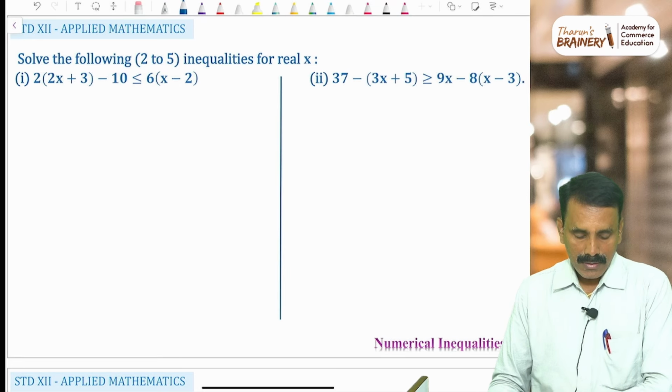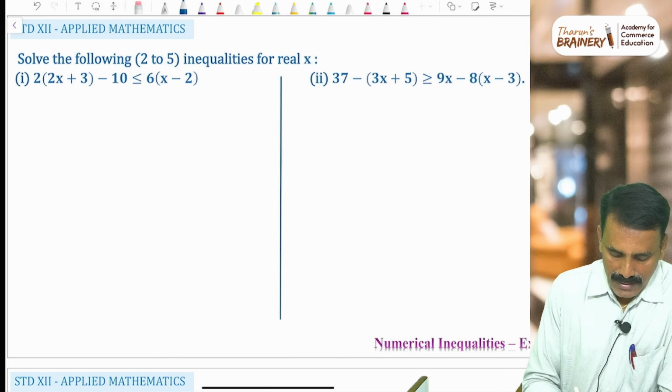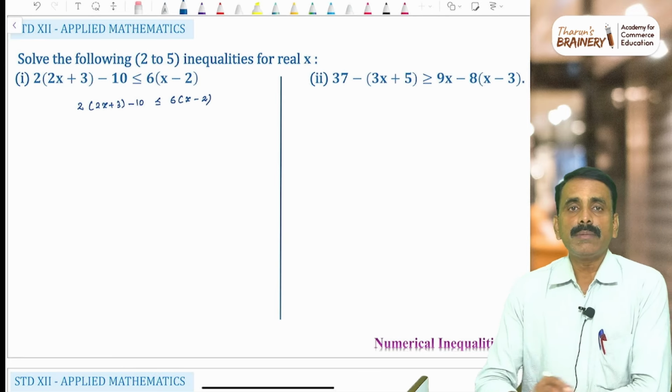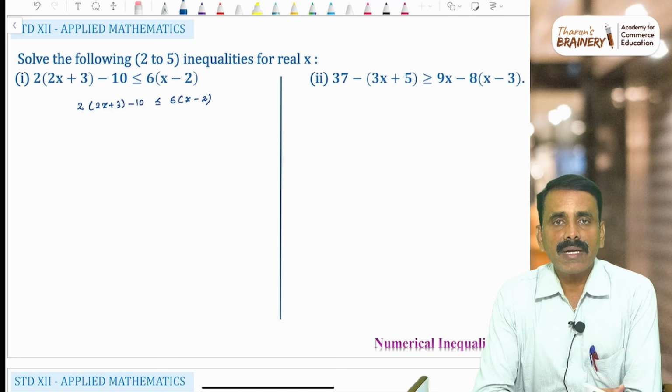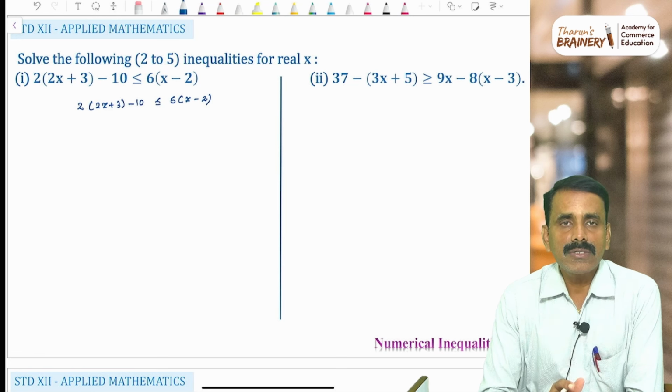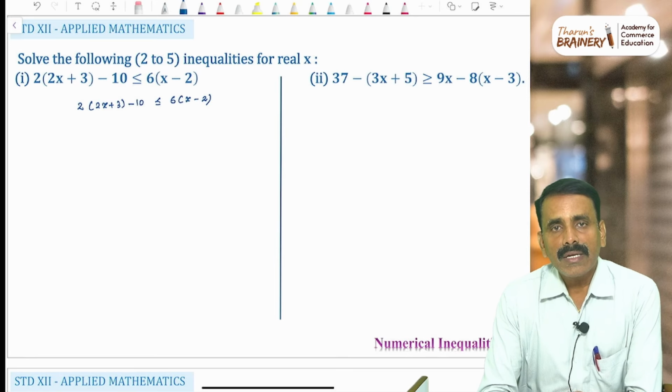Let us see this question. Here it is given 2 into 2x plus 3 minus 10 less than or equal to 6 into x minus 2. First of all, we must simplify the expression on the left hand side as well as on the right hand side. We must have only one term containing x and one term without x, the constant term. On the right hand side also, we must have one x term and a constant term because it is going to be a linear expression containing only one variable.